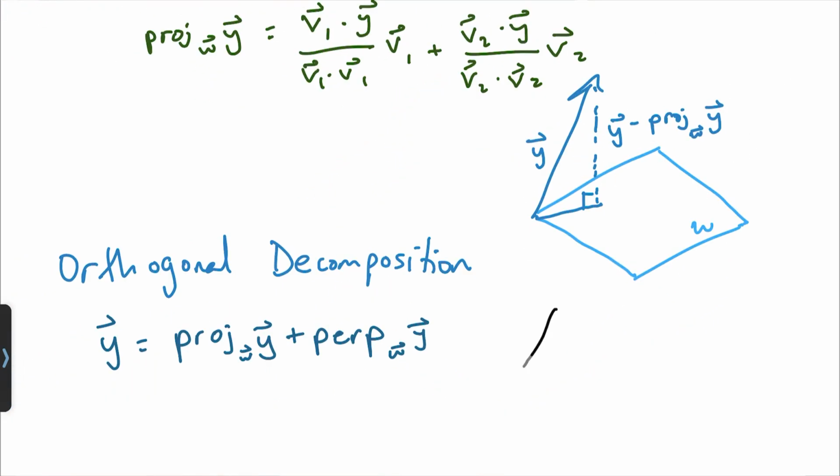And this makes sense. If we're looking at this as a triangle, this is a right triangle. And we know the Pythagorean theorem, which states, I'm just going to write it this way, c squared equals a squared plus b squared, where now this is a, this is b, and this is c.